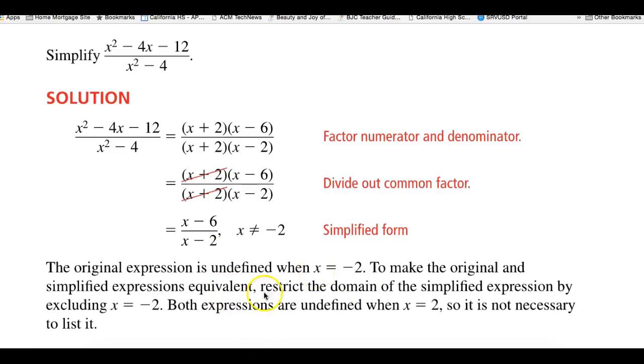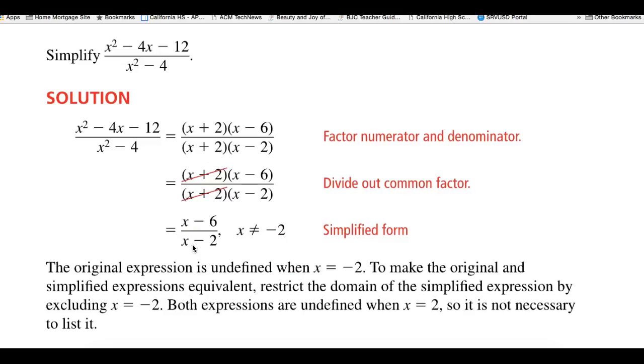Now, we know that positive 2 is also not going to work. So when x equals 2, that's also going to be part of our domain, the restriction on our domain. But right here, that's very obvious. We have to denote that x can't equal negative 2 because it's not as obvious here.